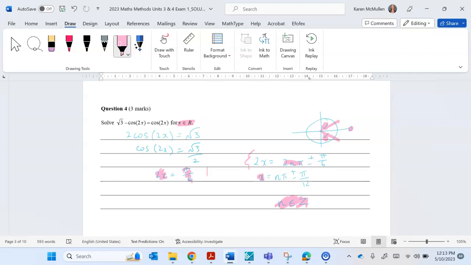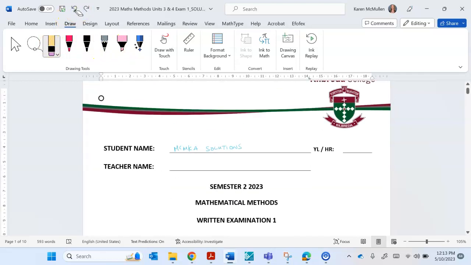Would you get a mark for that? Probably, yeah. Sorry, I'm just looking at what I scribbled out. 1 mark for, can I get rid of, oops, didn't want to get rid of all of that. Oh, sorry guys.